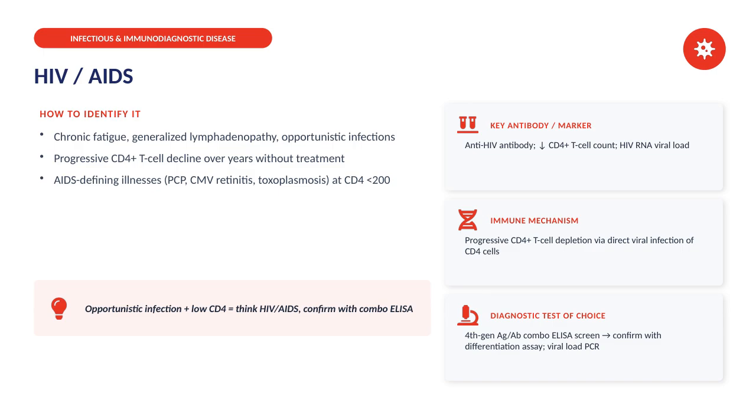a combo ELISA test that detects both antigen and antibody. Key markers include the presence of anti-HIV antibodies, the decline in CD4 plus T cells, and measuring HIV RNA viral load. The immune system is compromised primarily because HIV directly infects and depletes CD4 plus T cells, which are crucial in coordinating immune responses. For diagnosis, the preferred approach is a fourth-generation antigen/antibody combo ELISA screen, followed by a confirmatory differentiation assay and viral load measurement by PCR to assess the level of active infection.